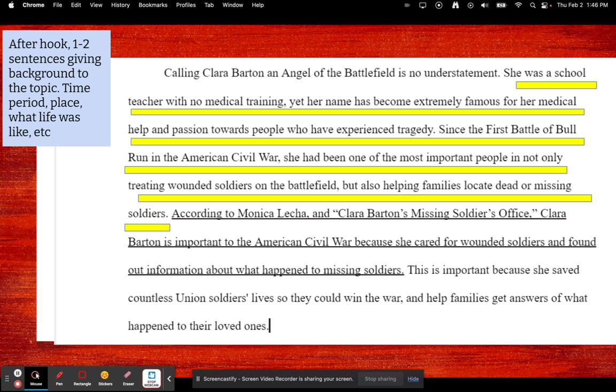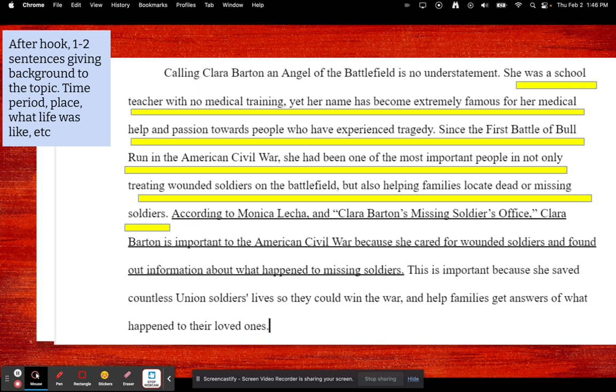So yours is about the Black Plague. Tell me the who, what, when, where, why. Like I've never heard of the Black Plague before. Give me those real basic information. So for example, with my Clara Barton one, I said she was a school teacher with no medical training, yet her name has become extremely famous for her medical help and passion towards people who have experienced tragedy.